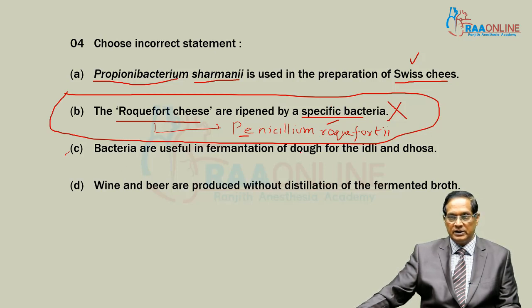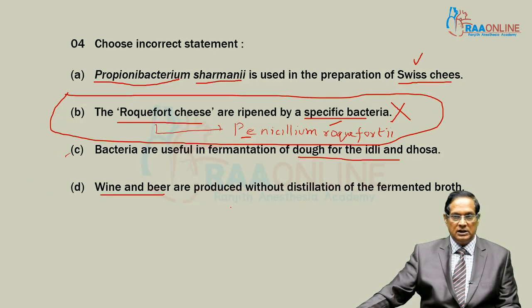Bacteria are useful in the fermentation of dough, of idli and dosa, right? And wine and beer are products of non-distillation of fermented broths, right?